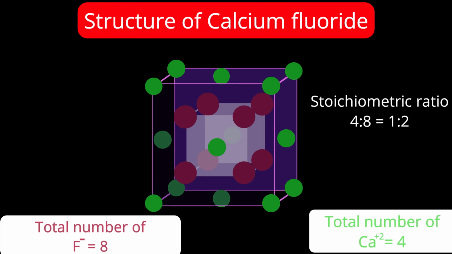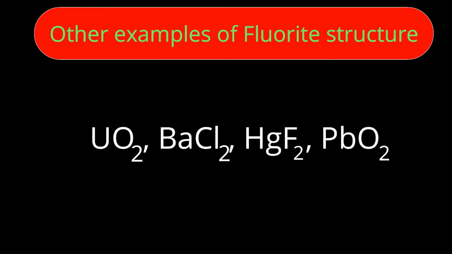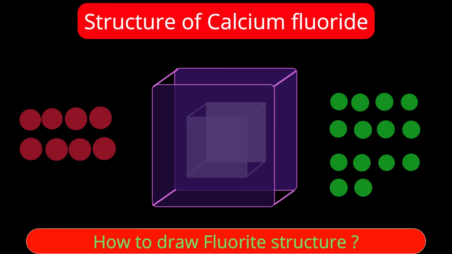Are you following? Other than calcium fluoride, which other crystals show such a fluorite structure? Uranium dioxide, barium chloride, mercuric fluoride, lead dioxide. They do show fluorite kind of structure. Let us learn to draw the fluorite structure.